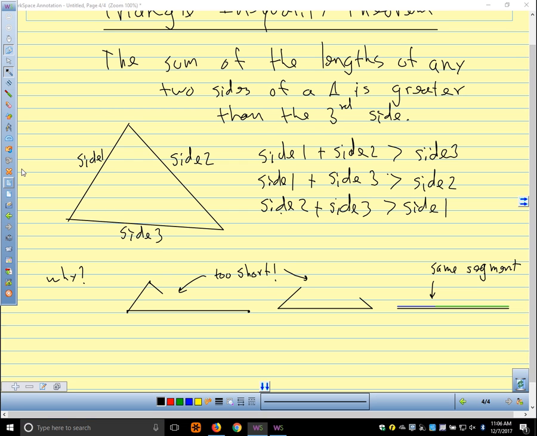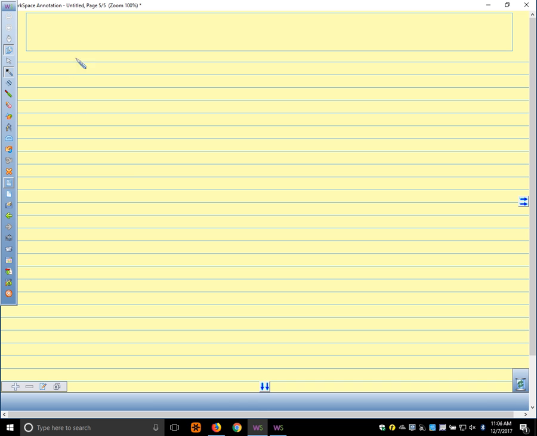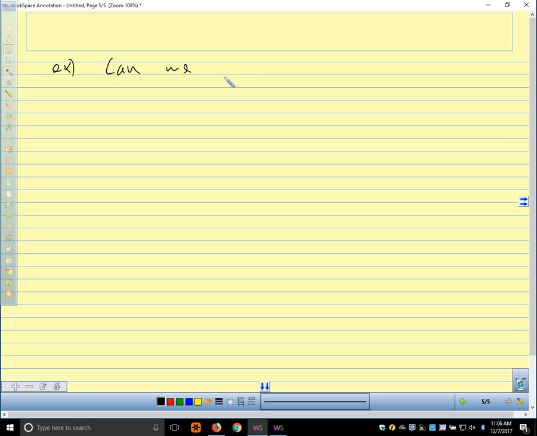All right, let's take a look at how we're going to use the triangle inequality theorem. One type of question you might be asked is, can we make a triangle with these sides? For our first example, we have 6, 8, and 13. We have little segments that are 6, 8, and 13 units long, and we want to know, can we put them together to make a triangle?